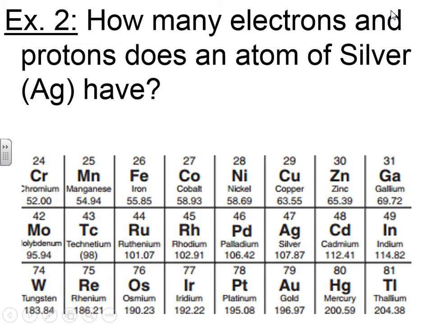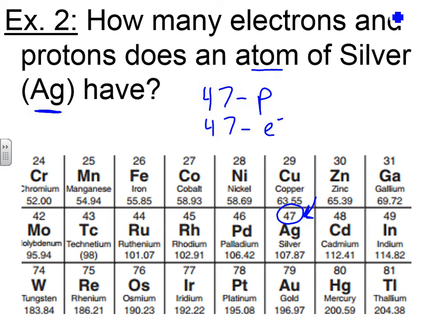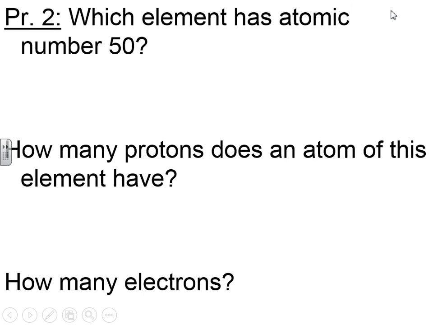So, quick question: how many electrons and protons does an atom of silver have? Really easy to solve. Find silver, Ag, on the periodic table. Some of these elements use their Greek names. Here it is, here's silver. Simply find the atomic number, which is 47, which means silver has 47 protons. Because it's an atom, it also has 47 electrons. Sometimes we'll say protons with a little positive, electrons with a little negative to designate their charge. So really simple. Take a moment to try problem 2 and keep going.